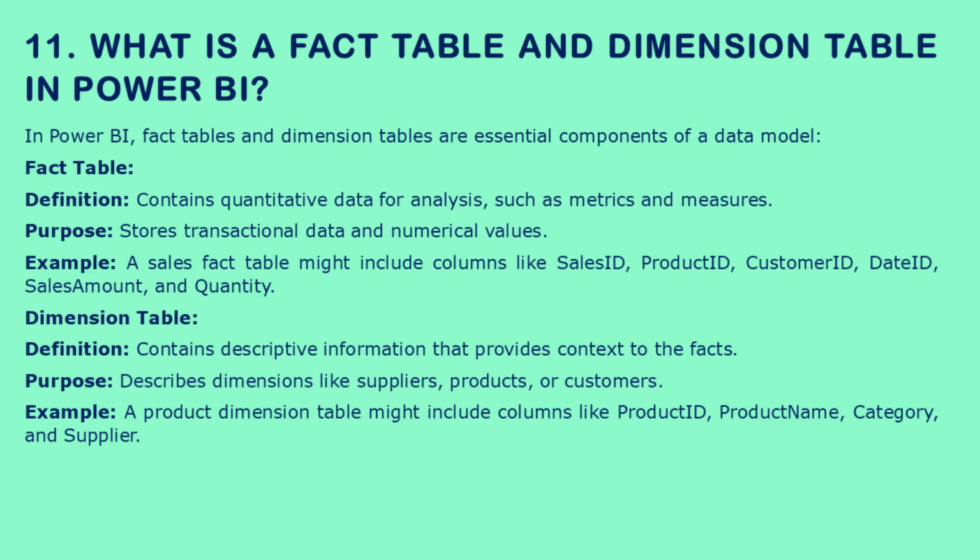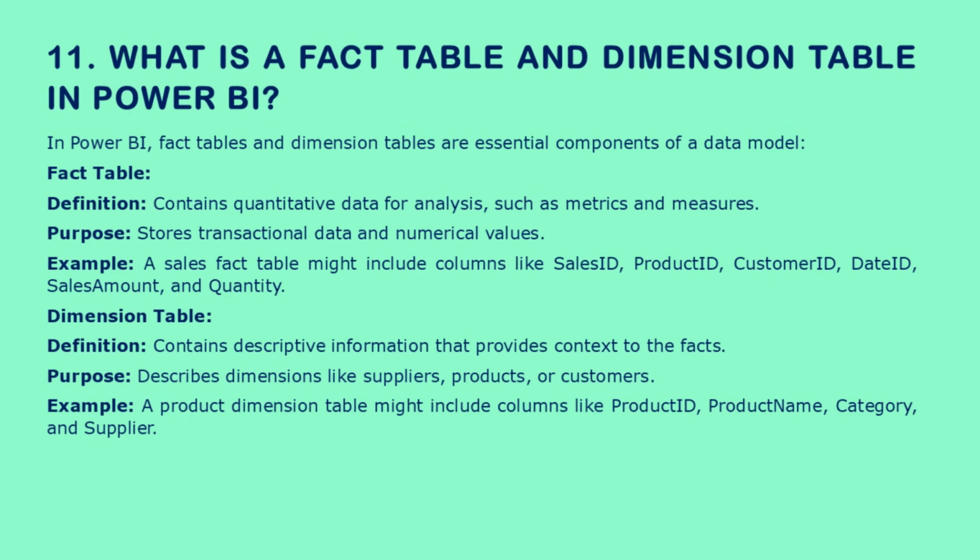quantity. Dimension table. Definition: contains descriptive information that provides context to the facts. Purpose: describes dimensions like suppliers, products, or customers. Example: a product dimension table might include columns like product ID, product name, category, and supplier.